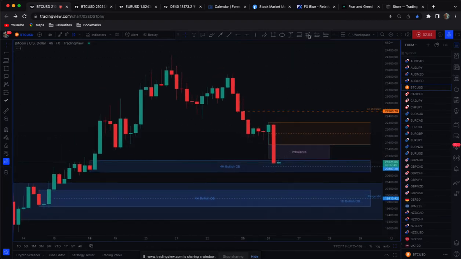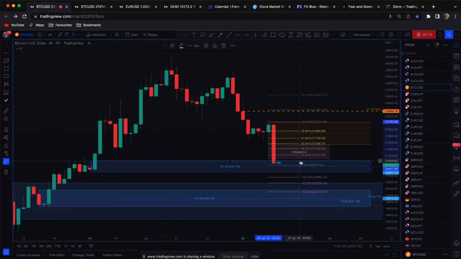If we grab a fib retrace, we could pull it from high to low, 61.8 to 78.6 makes sense. A possible retrace back into these levels, or at least the 50. See this yellow zone I've got on the fibs? The 50 coincides with the low of this bearish order block here. So that's what I'm interested in: trade back into these levels and then look on the lower time frame for the opportunity.